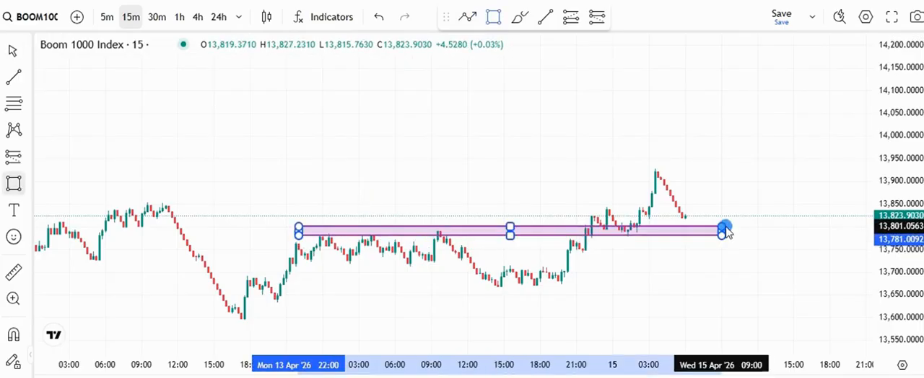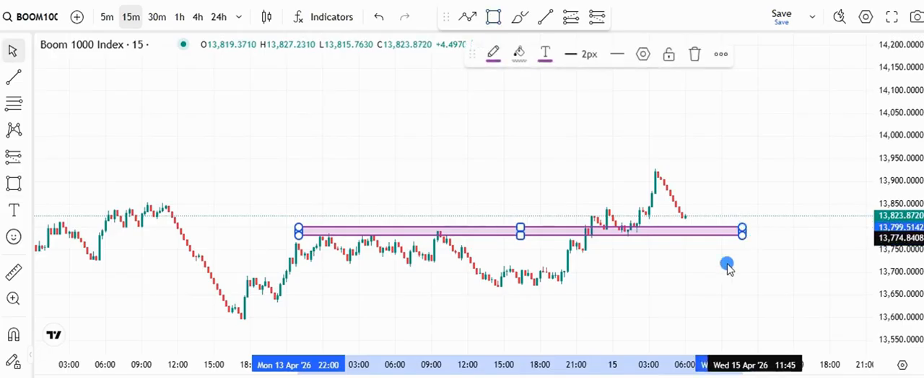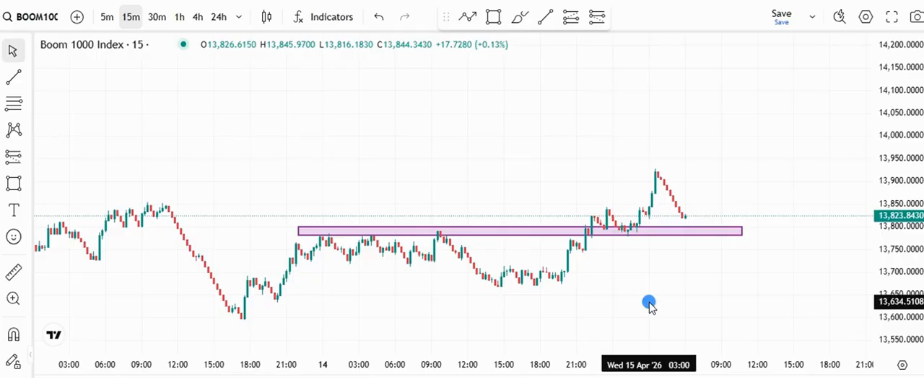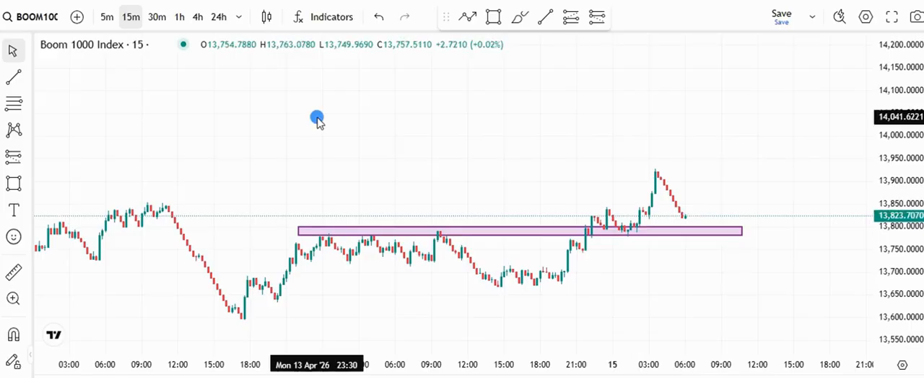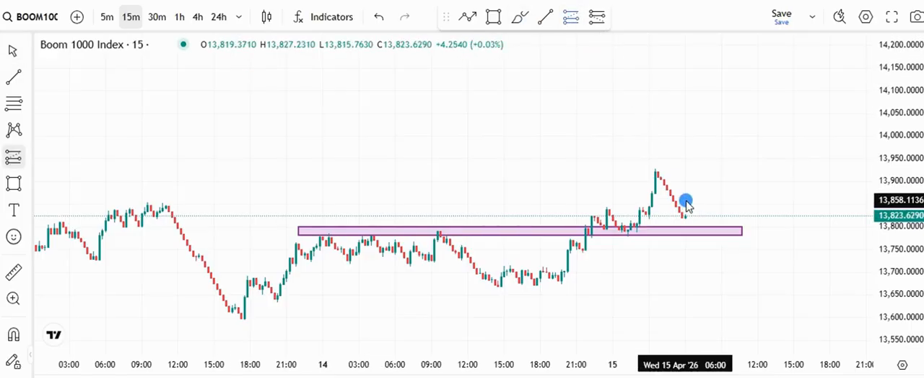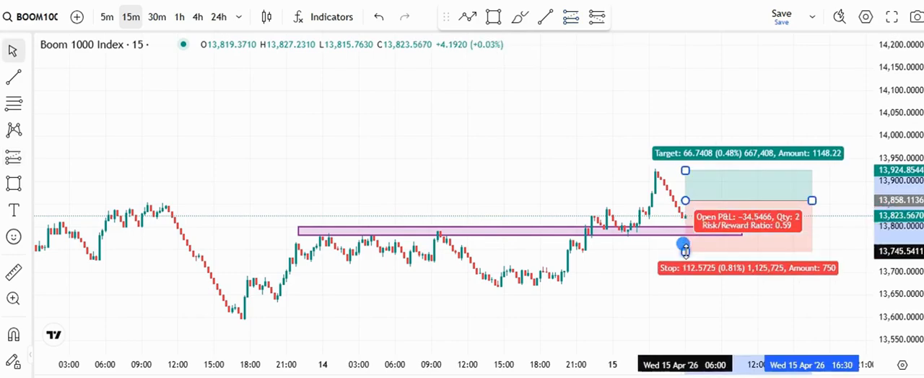So with this, you can see the market is telling us that we have a chance of the market going bullish. So let's see what really happens when it gets here. If it starts showing a bullish move again, then we can go long on Boom 1000. But if it breaks the lows, then we have to wait for a bearish setup.